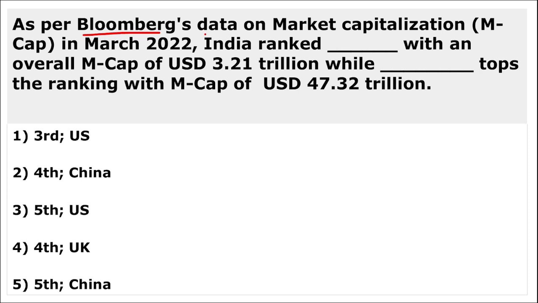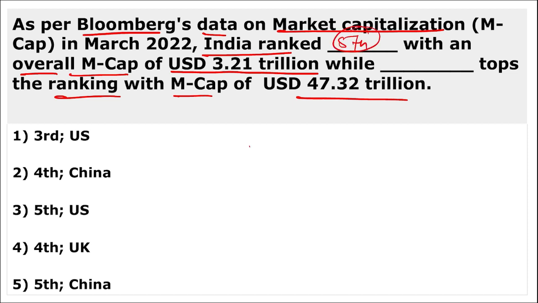As per Bloomberg's data on market capitalization, India ranked dash with an overall market cap of $3.21 trillion, while dash topped the ranking with a market cap of $47.32 trillion. So remember, India ranked 5th with $3.21 trillion, and it was the United States of America that topped with $47.32 trillion as per Bloomberg's recent data on market capitalization.